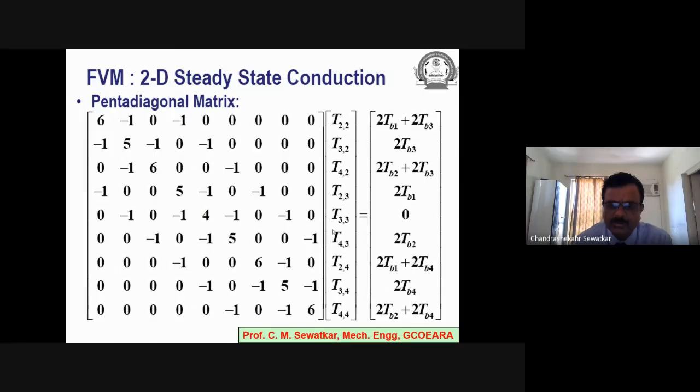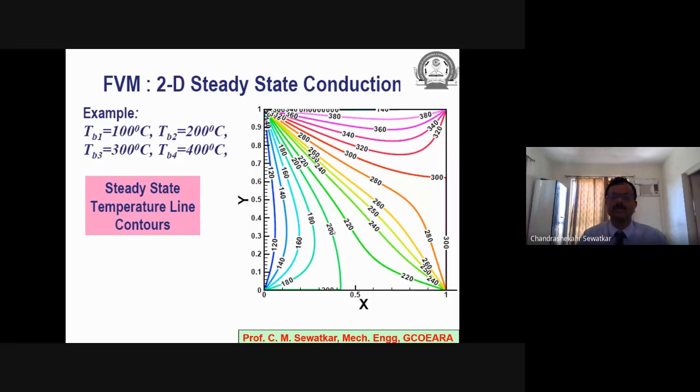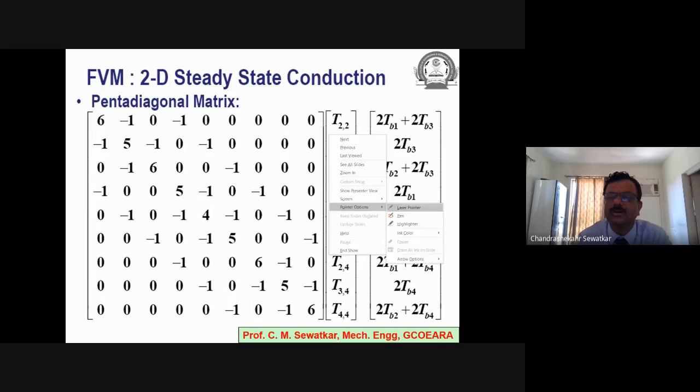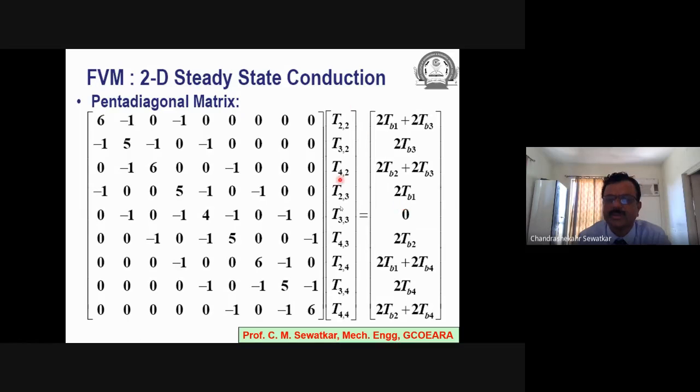What I am doing here is giving you the solution, how to represent the solution. Once your algebraic equation is ready, you can put it in the form of a matrix, and you can solve this matrix to obtain the solution for these inner temperatures. The boundary temperatures are known to us from boundary conditions.